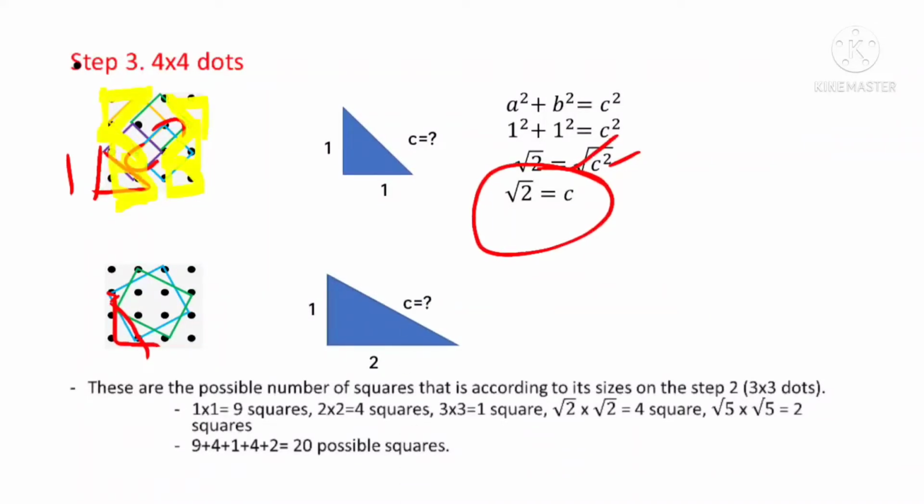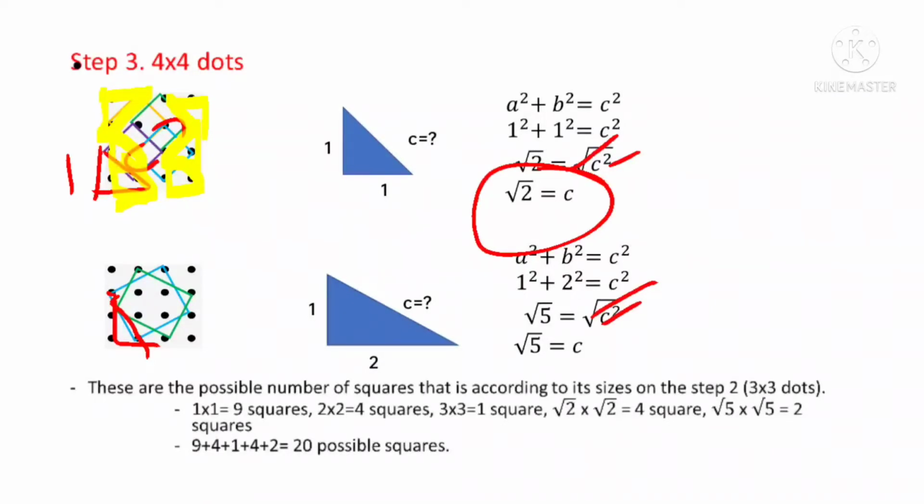Hanapin natin si C. Using the formula, we need to substitute 1 squared plus 2 squared is equal to C squared. Then, square root natin yung both sides. Square root of 5 is equal to square root of C squared. Cancel. Kaya matitira na lang is square root of 5 is equal to C.